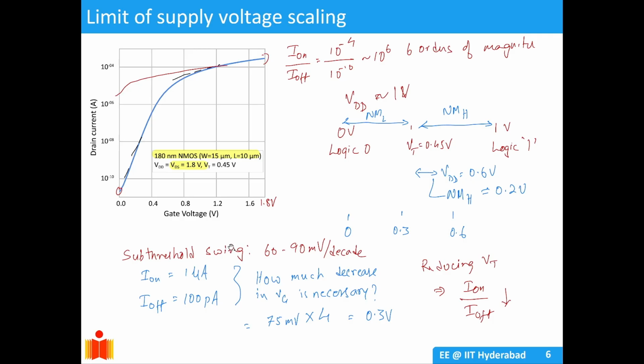Also, we have something called subthreshold swing, which is between 60 to 90 millivolts per decade. So if I want I on equal to 1 micro-amp and I off equal to 100 pico-amp, then I need a VG change of about 0.3 volts. If I don't have that much VG, then my I on by I off will not be that high.